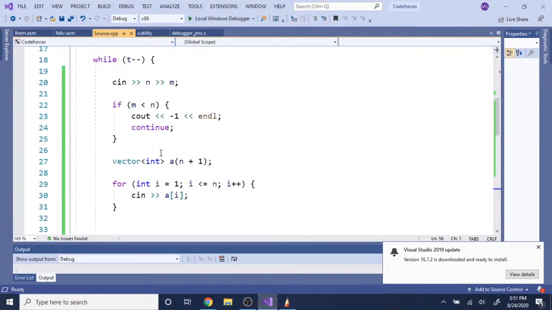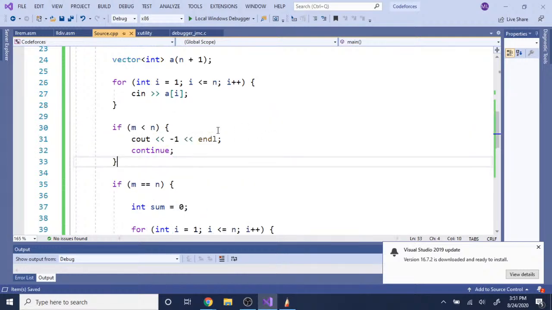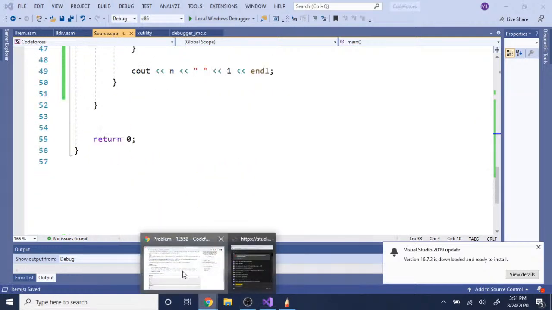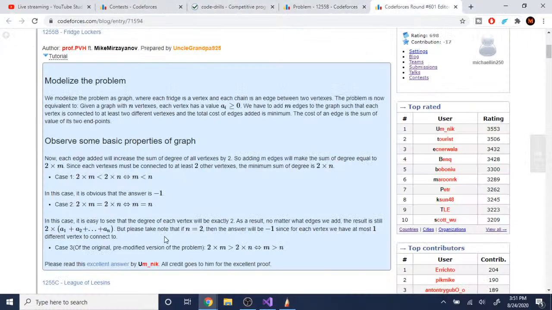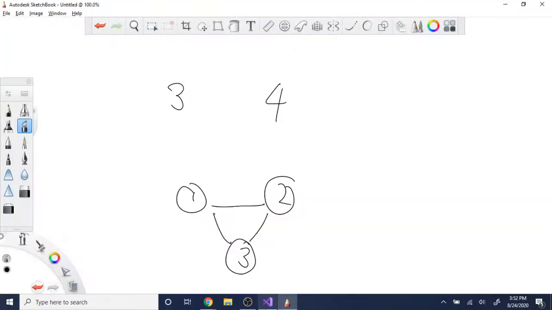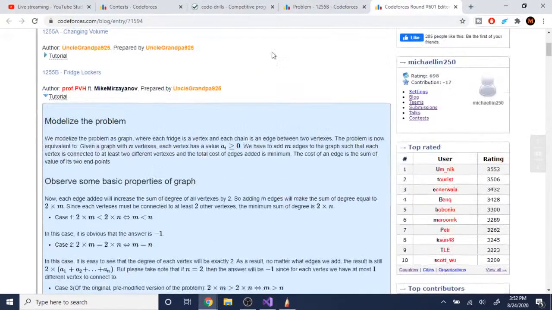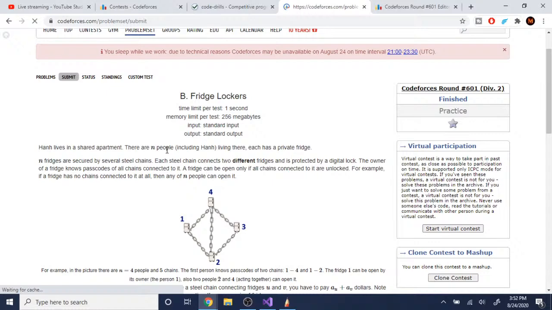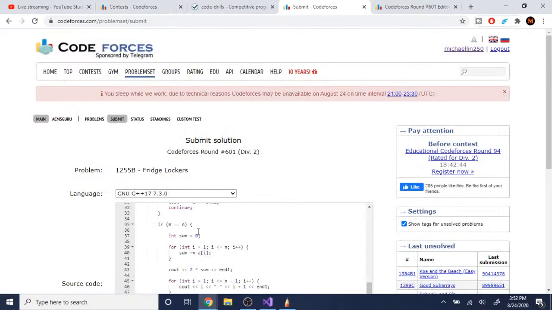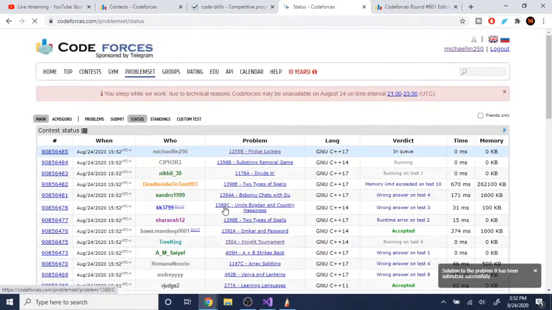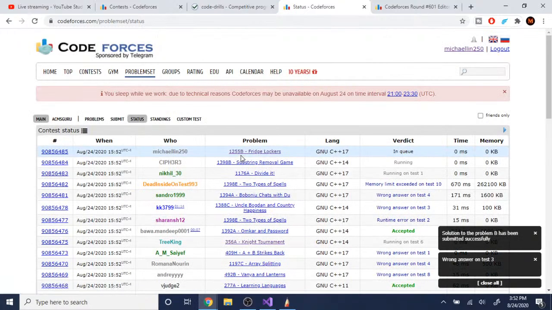Okay, hold up. I should put this -1 down to here. Yeah, I should put that here. Okay. What do they say if it's greater? Let's just submit it and see what happens. Wrong answer on 3. Okay.